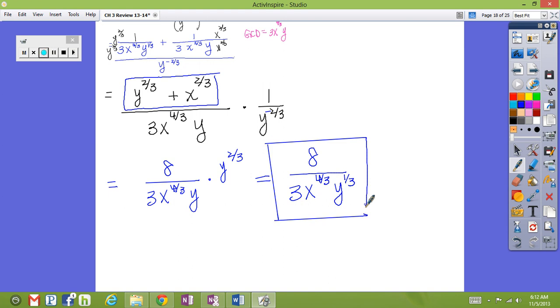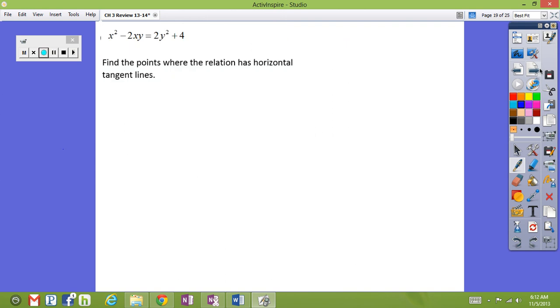So I did two substitutions. I substituted the dy dx in, and then this is where I substituted back the original. You don't always end up having to do that, but sometimes the problems work out nicely. Next question. Go ahead and press pause.